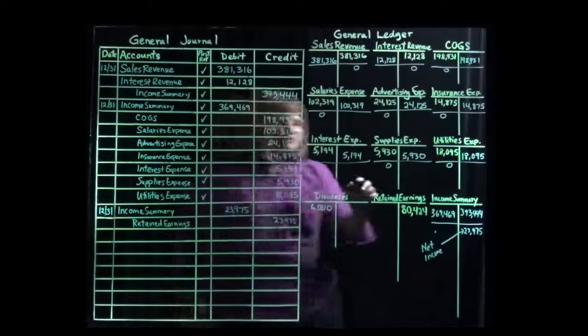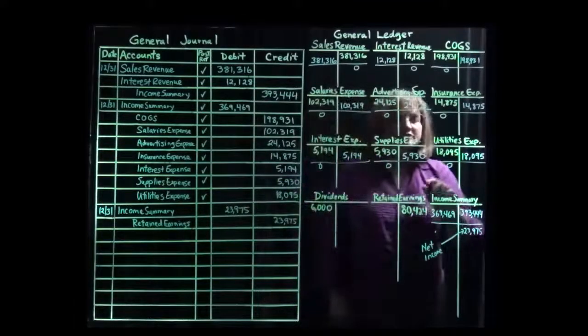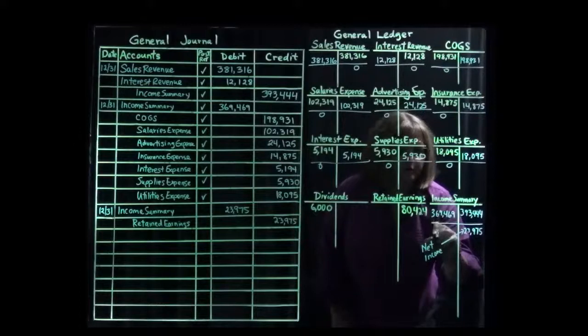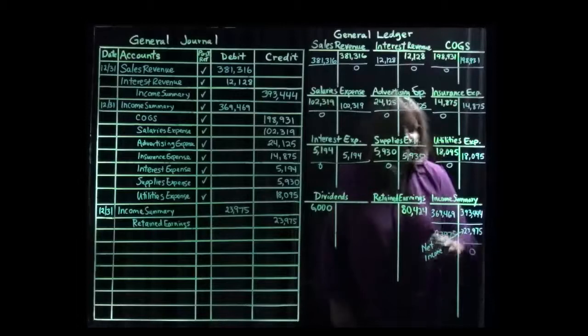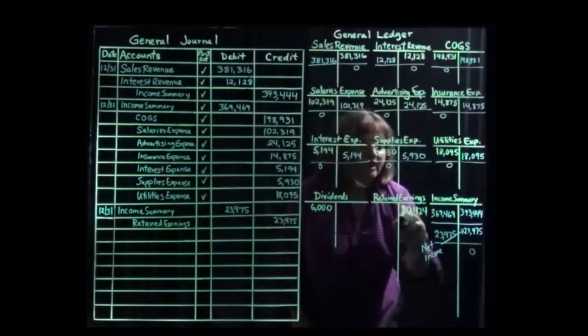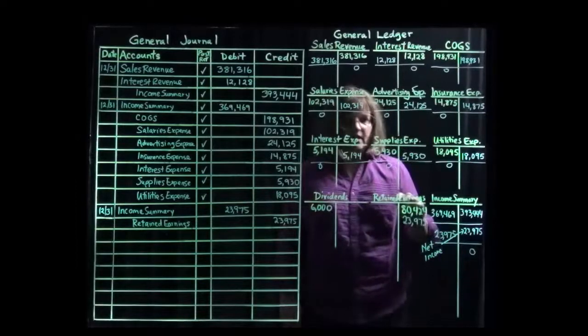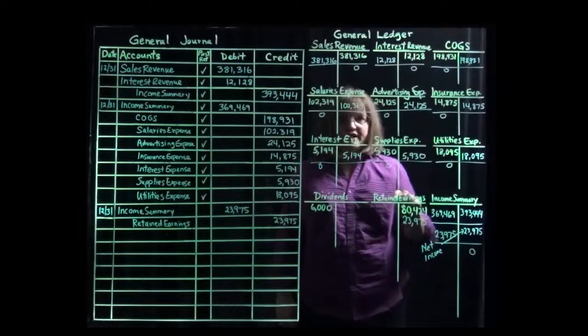Notice that when we post this entry, so we take it from the general journal into the general ledger, so now we debit the income summary, that has now zeroed that out, and instead we have credited retained earnings for that amount. So that's our third closing entry.